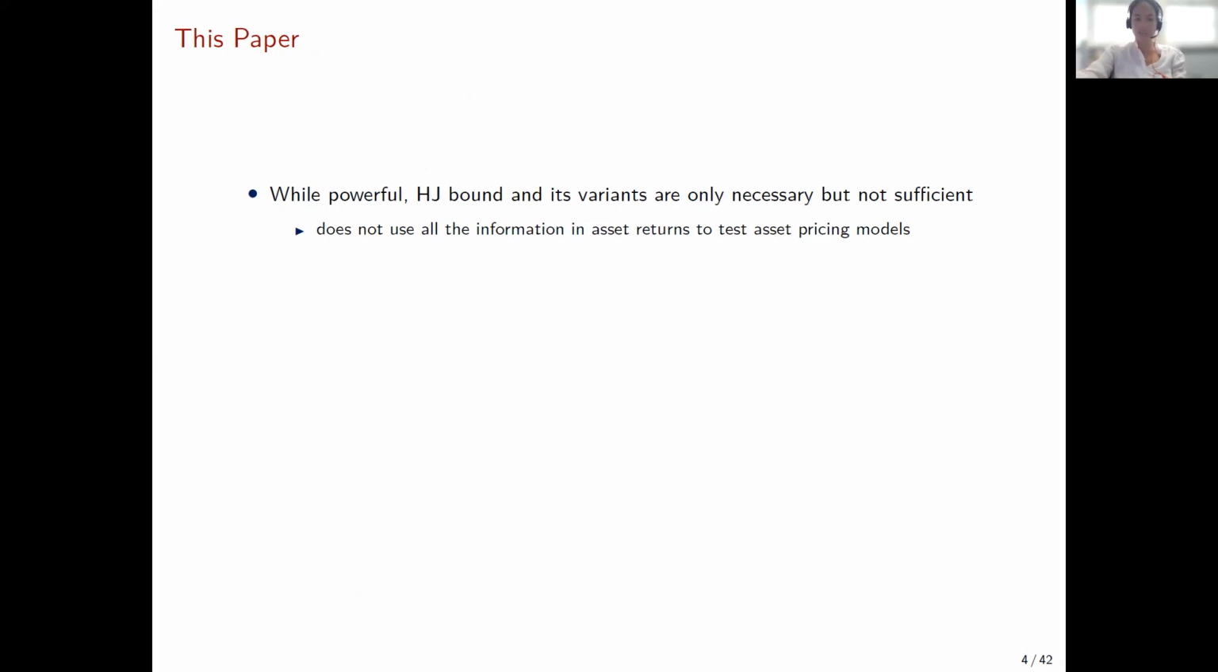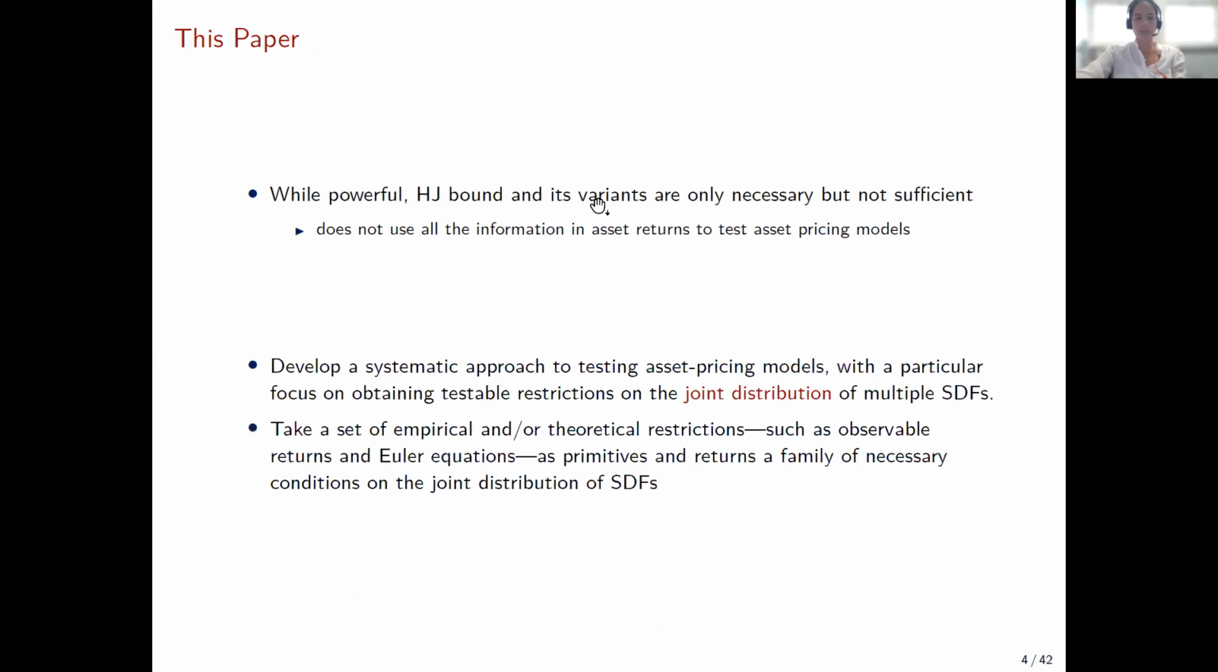And I will be very clear what I mean by all the information in asset returns. What we do in this paper is that we develop a novel systematic approach to test asset pricing models with a particular focus on obtaining testable restrictions on the joint distribution of multiple stochastic discount factors. In the HJ bound, what we do is test one stochastic discount factor using one set of returns, or just the first two moments of the return distribution. However, there are many applications, and I will give you many examples, where this particular setting is not useful and cannot be used. I will give you the examples in a minute.